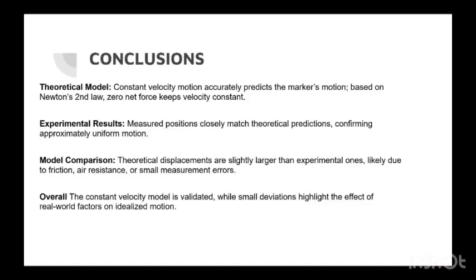In conclusion, in this experiment, the theoretical constant velocity model accurately predicted the marker's motion, consistent with Newton's second law. The experimental measurements matched the predictions, confirming approximately uniform motion, and some small differences with the theoretical model, showing slightly larger displacements, are likely due to friction, air resistance, and minor measurement errors. Overall, the experiment validates the constant velocity model while illustrating minor real-world deviations from ideal behavior.